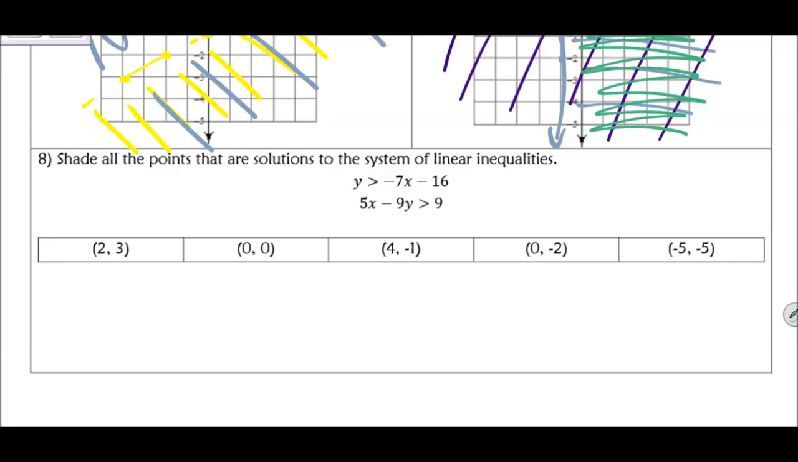On number 8, we're going to shade all the points that are solutions to the system of linear inequalities. There's a couple different ways we could do this. I'm going to plug them in. I'm just going to take all of those points and plug them in and see if they make them true.